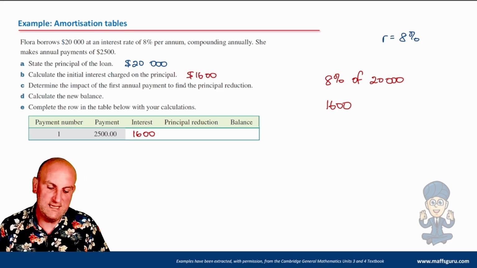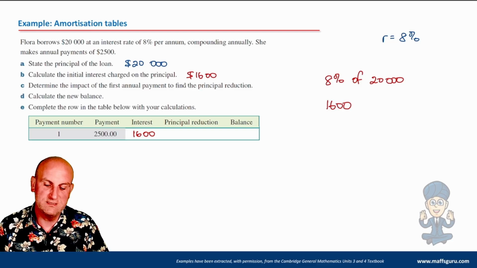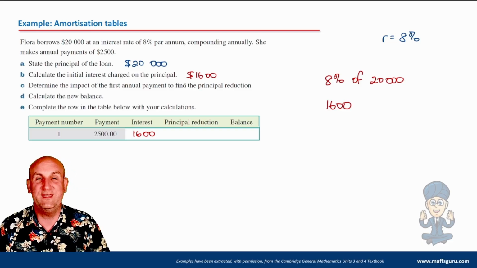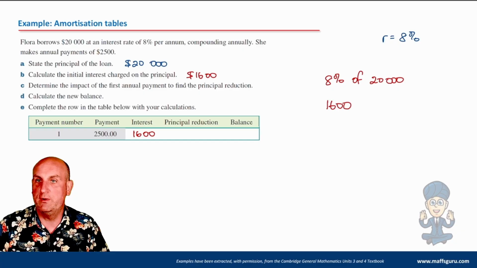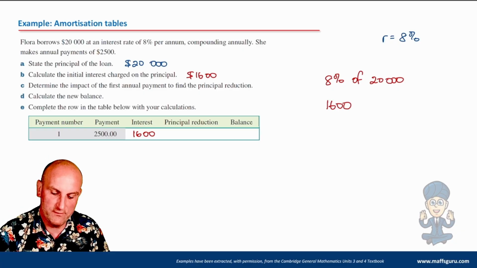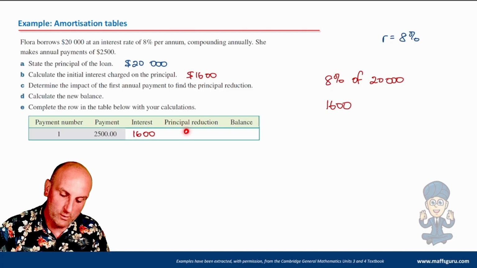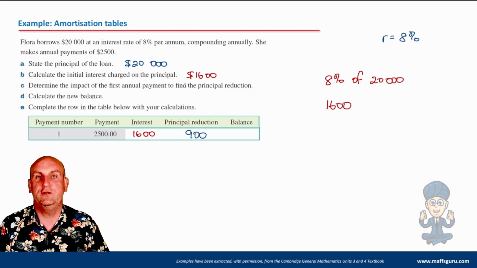1,600. Determine the impact of the first annual payment to find the principal reduction. This is a loan, and with loans, we always do the payment minus the interest. So I'd put into my calculator 2,500 minus 1,600, which gives me $900. So my loan is only going to reduce by $900.